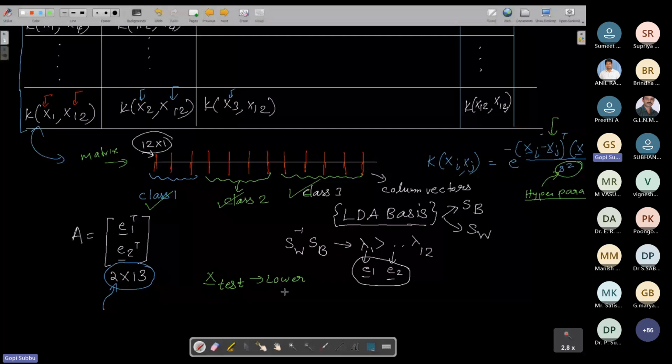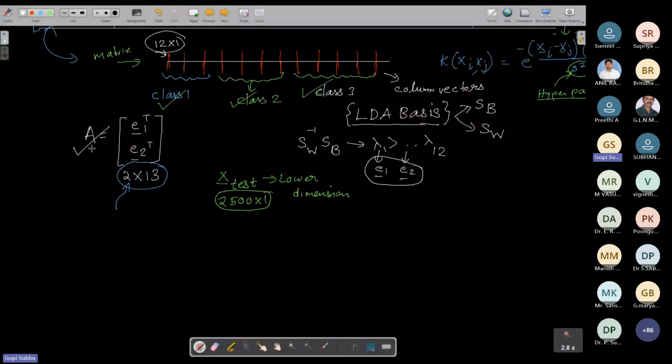Okay, so now this vector is of size 2500 cross 1. Then how do you map this vector to the lower dimension? Using the transformation matrix A. For that, we have 2 steps. First, you need to construct the vector in the kernel space. I mean, using that kernel function, you need to get a vector, right?